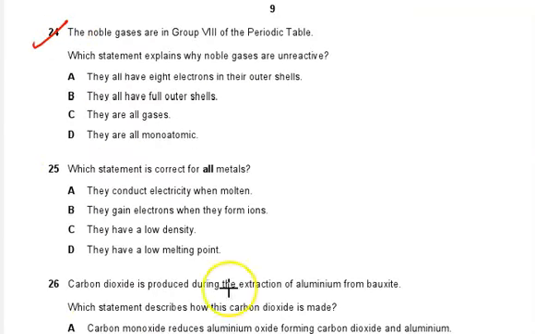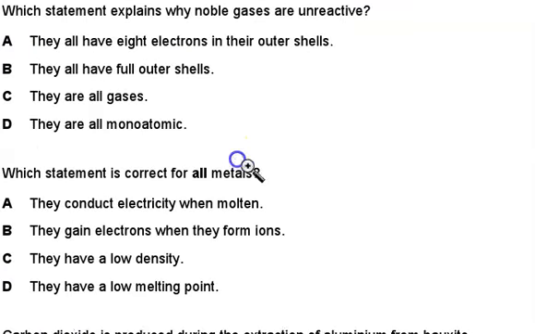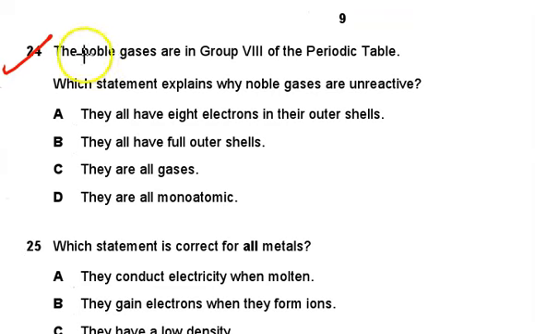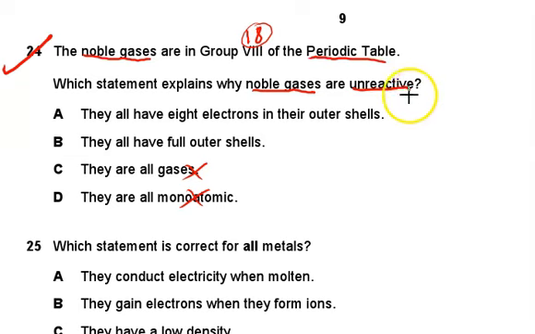Okay, number 24. Let me make it bigger. It looks much better. Noble gases are in group 18, the last one, which is inert. Which statement explains why noble gases are unreactive? It's not about gas, it's not about monoatomic. It is because they have 8 valence electrons. They are stable.